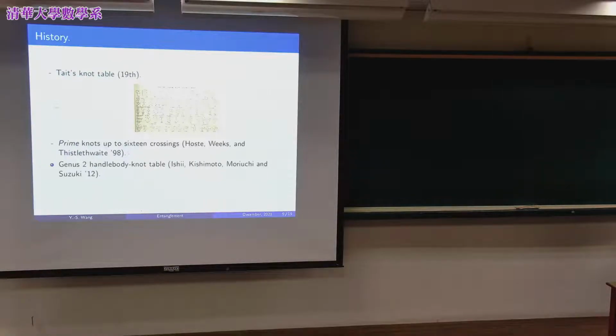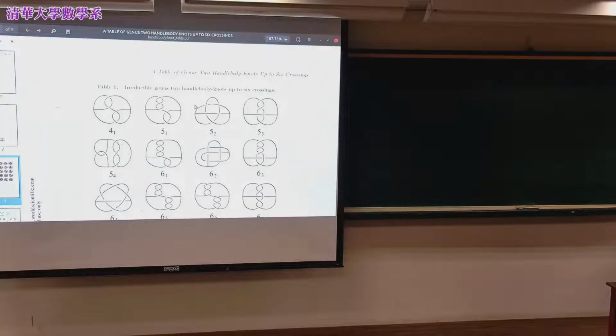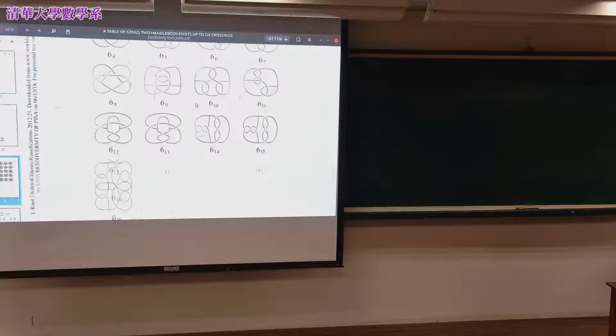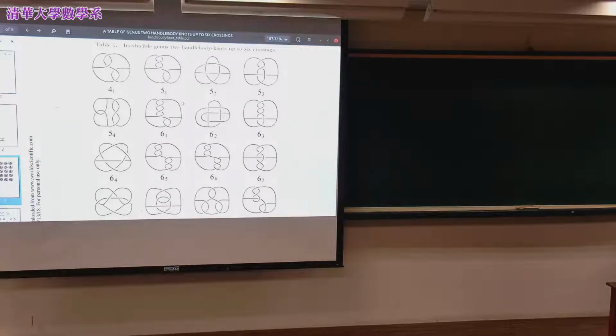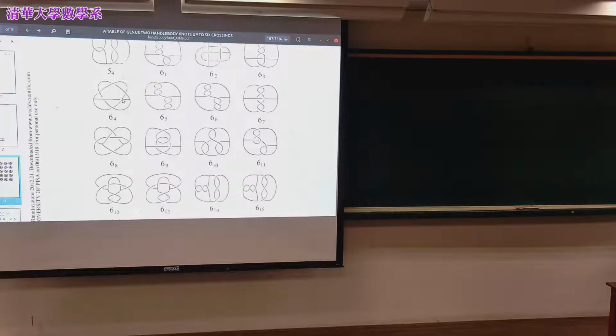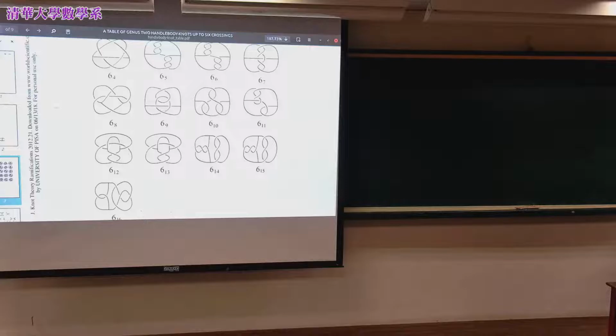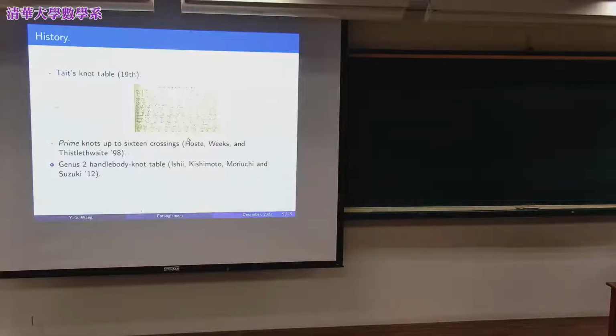For higher genus handle-body knots, the genus 2 handle-body knot table was just constructed in 2012. Maybe I can show you. Okay, so that's their table. It's also up to 6 crossings, not very big. But again, it took a lot of people's work to complete the table. Again, you see it starts from the simplest one to something more complicated. And for handle-body links, it was built last year. Okay, and that's the table you saw earlier.